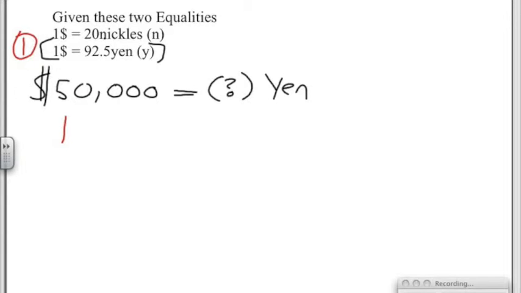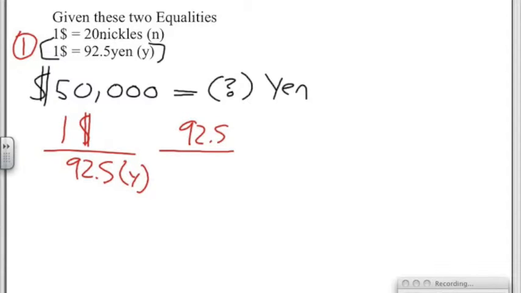There we go. 1 equals... or we can do it the other way. So the question is, which one are we going to use? Here we're going to cancel out dollars and get yen. Okay? So let's do that real quick.